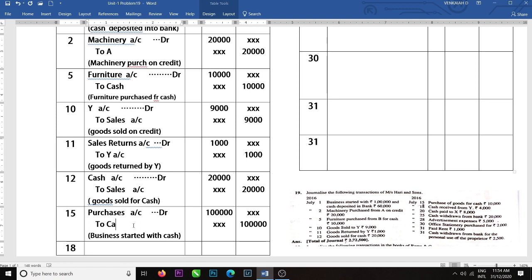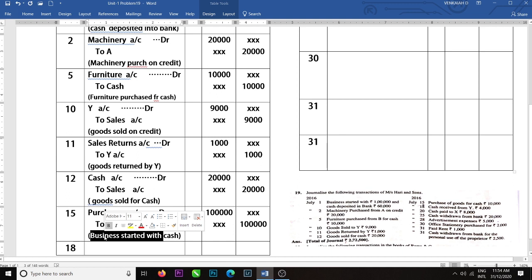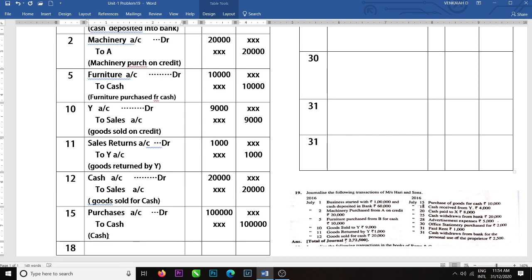Why is cash credited? Can you remember? Cash is which type of account? Real account. What are the rules of the real account? What comes in is debited, what goes out is credited. So cash is going out. That's why cash is credited, and the amount is 10,000.